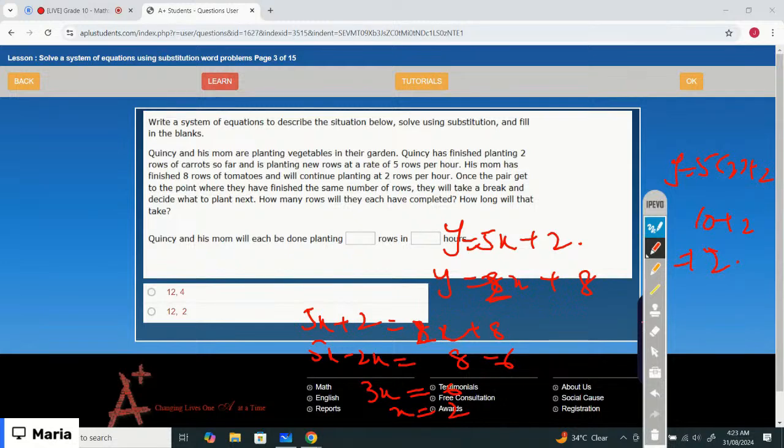Option number 2 is the correct option. Got it? So the correct option is 12 and 2. If you have any questions with the lesson and the examples I just did, please ask. I'm here to answer all your questions and confusions if you have any. So any questions?